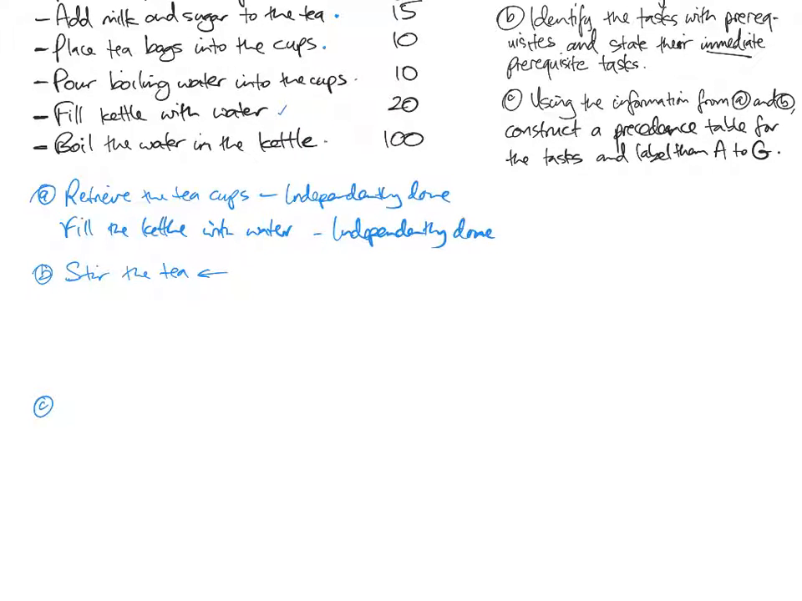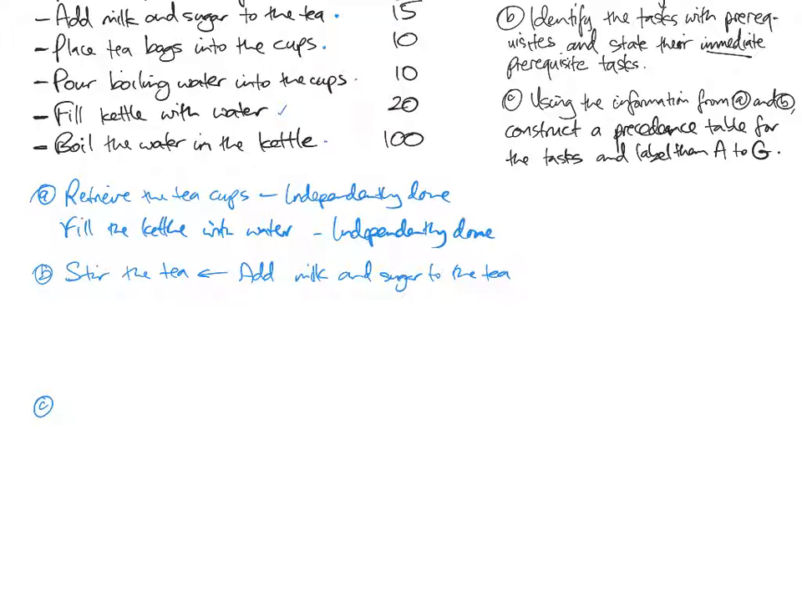Why would I be stirring the tea? Because I've added stuff to the tea, so add milk and sugar to the tea. Why would I stir it up if I hadn't added those in the first place? Okay, so that's the immediate prerequisite. I'm going to stop there. I don't need to write the other prerequisites of that. I'm only interested in the immediate prerequisite of stirring the tea.